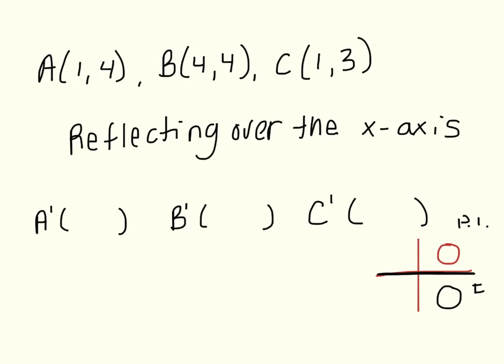And what do we know about our coordinates in the fourth quadrant? Well, they're positive, negative. Here is positive, positive. So do we have to change the x coordinate? No. All we have to do is make the y coordinate negative instead of positive. So our new coordinates of our image would be (1, -4), (4, -4), and (1, -3).